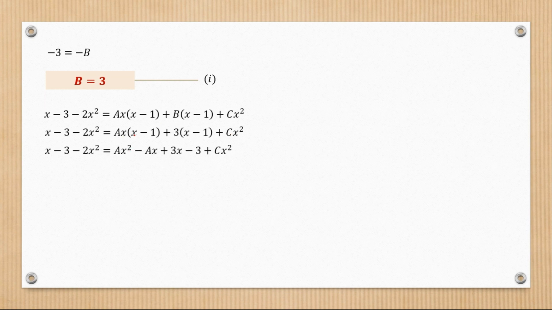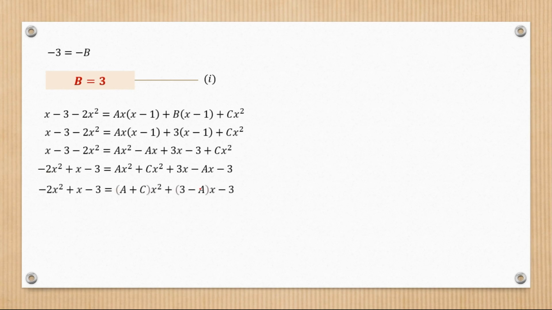So when I actually multiply this, I have ax squared minus ax. Then here I have 3x minus 3 plus this cx squared. So I'm going to group those values that actually have the same powers of x, and this is what we end up having. Then I'm going to rearrange these terms here so that I have it as negative 2x squared plus x minus 3, so that it's actually easier to compare. So this is what I now have.